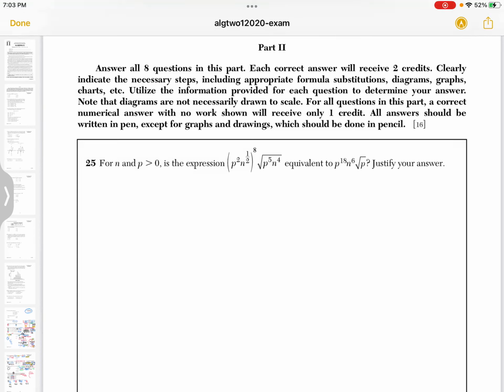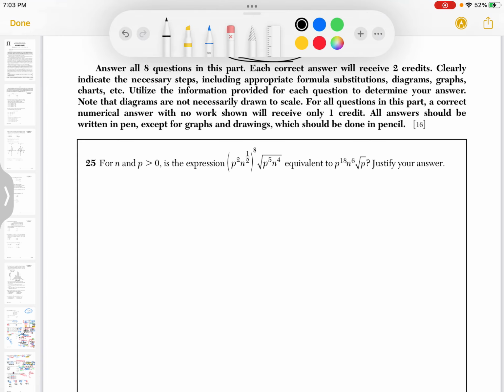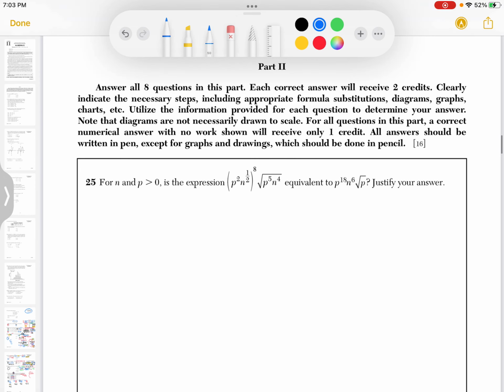All right, picking up where we left off with the January 2020 exam, the part twos. For the part twos, partial credit is awarded. So show all work, show every step, labels, and make sure you read the directions. If it says justify, show your math. If it says explain, use your words.